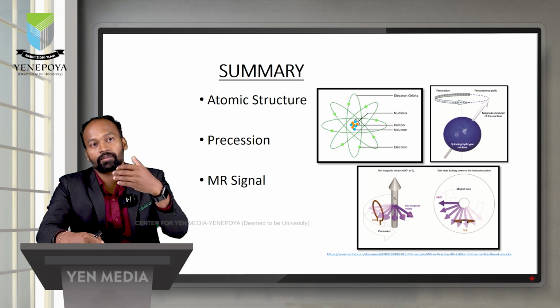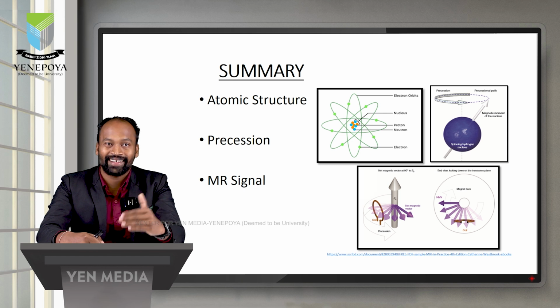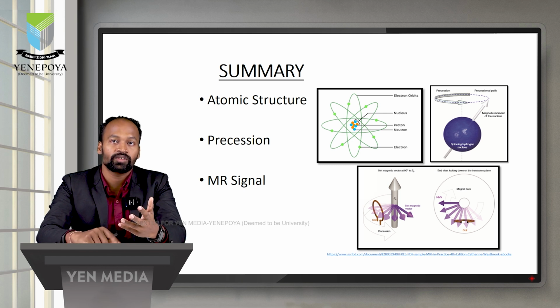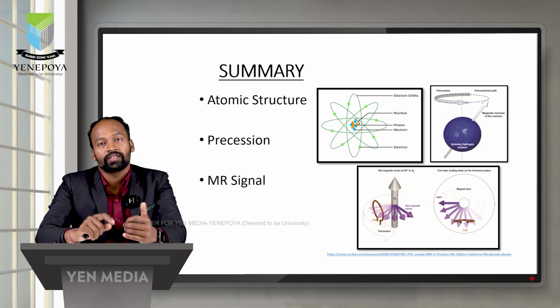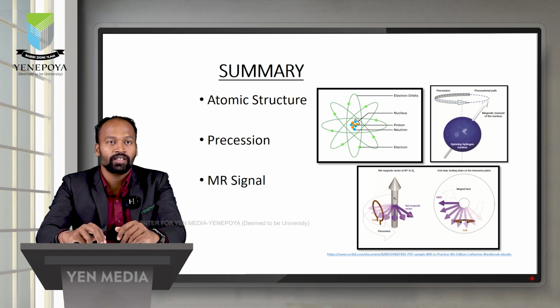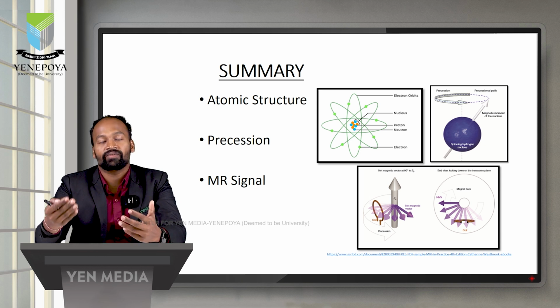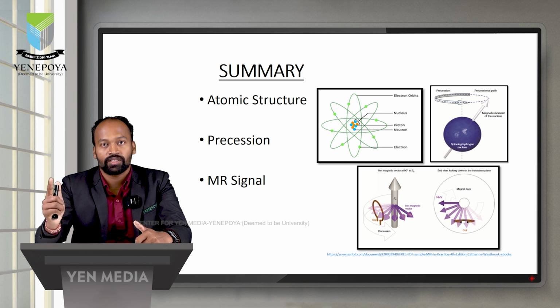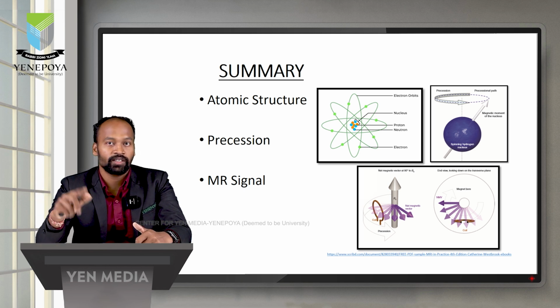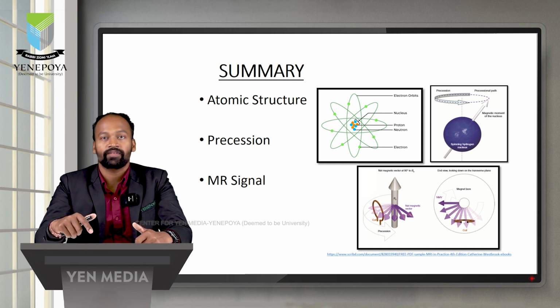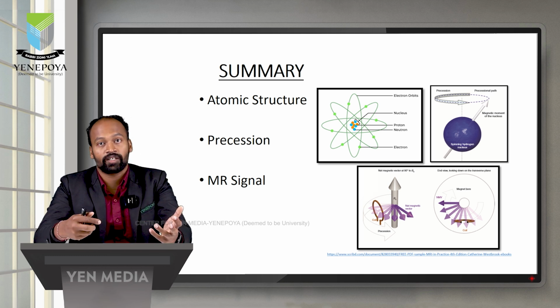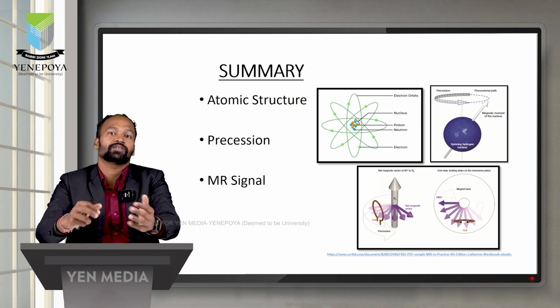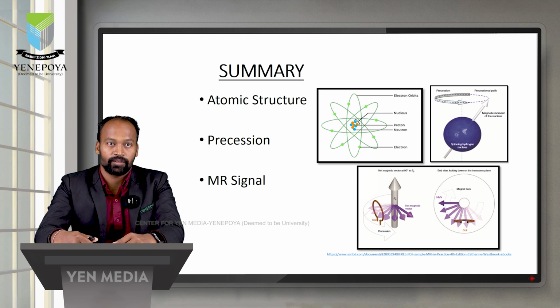Then coming towards resonance, there are two results of resonance. The first is the flip angle, and the second is in phase and out of phase. In phase means the same direction with the same speed. Out of phase means the atoms have different directions and different speeds, and are situated at different places.